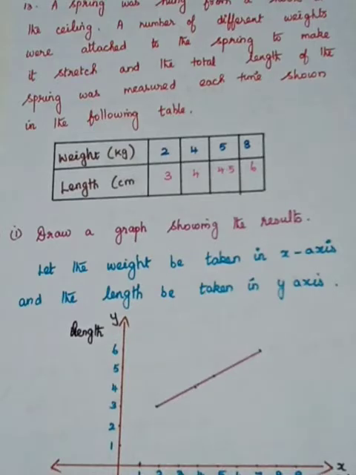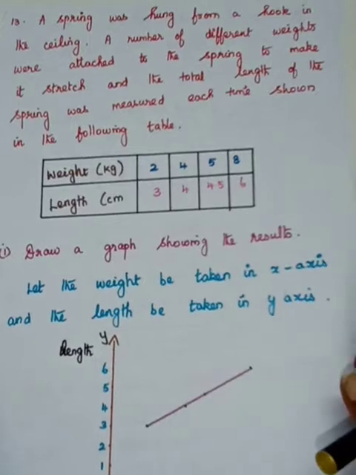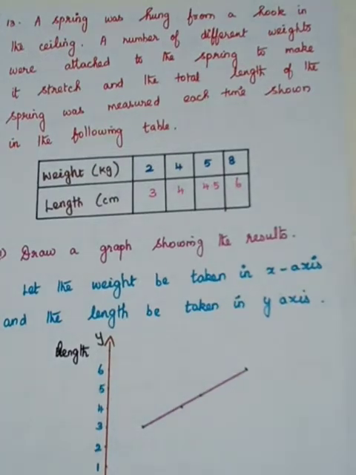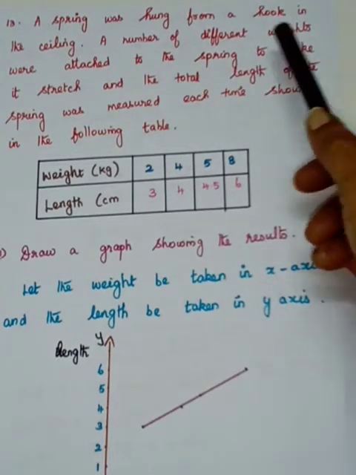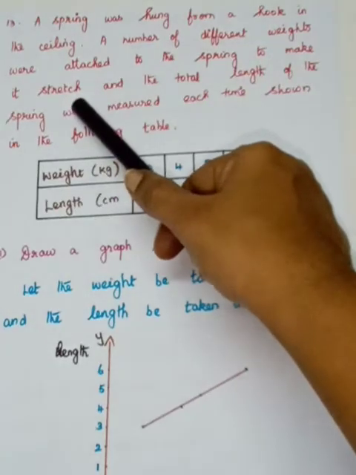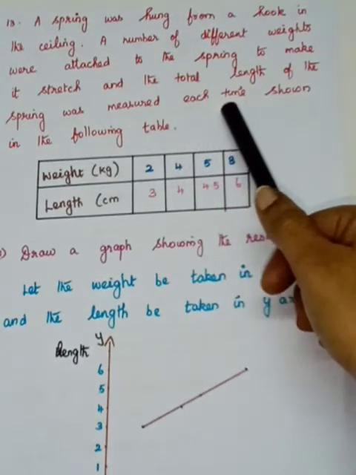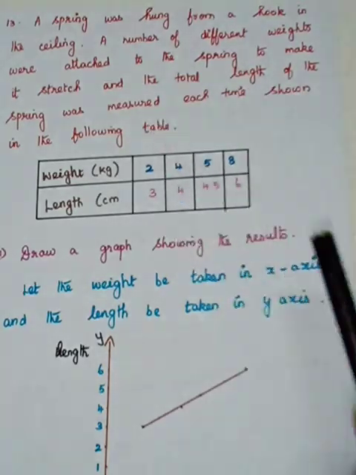That is question number 13. A spring was hung from a hook in the ceiling. So in the ceiling a spring is there. Using the hook, the spring was hung. Okay, a number of different weights were attached to the spring to make it stretch, and the total length of the spring was measured each time, shown in the table.